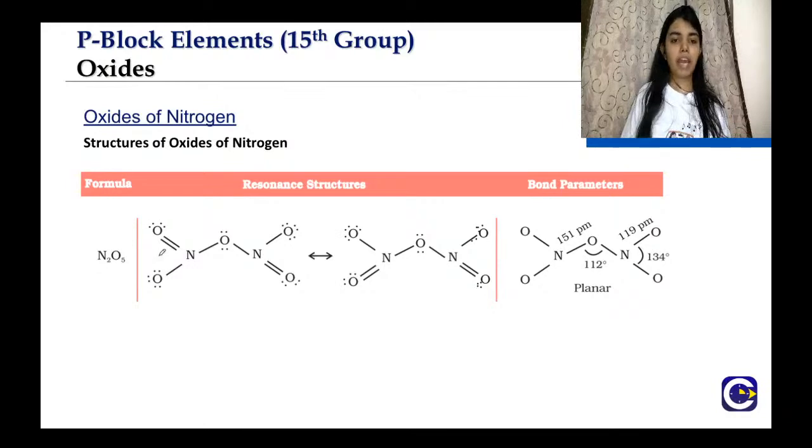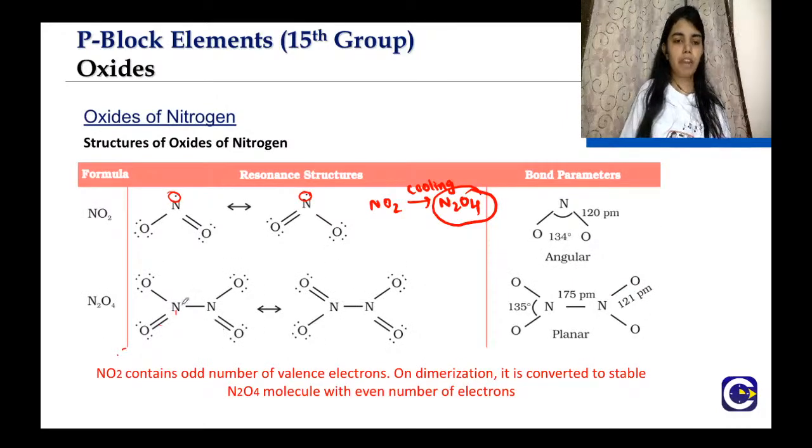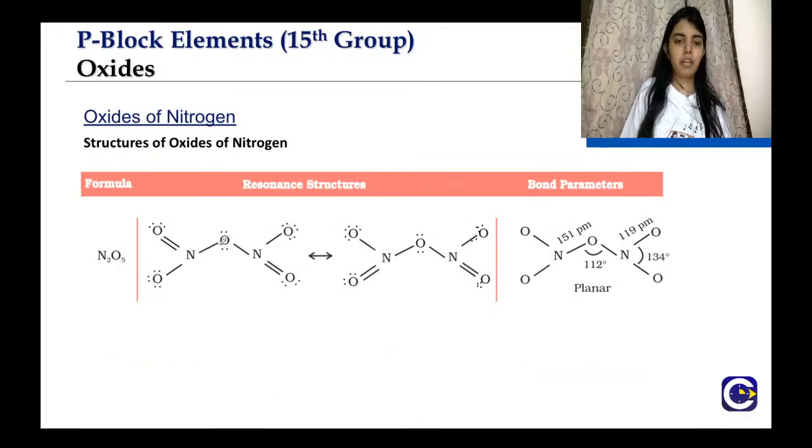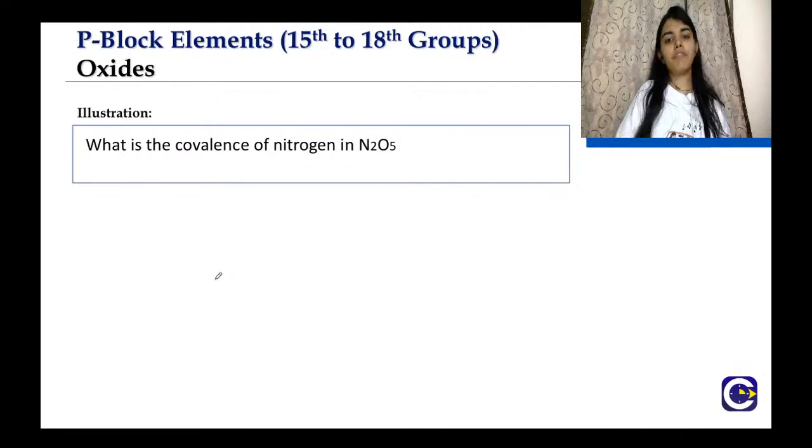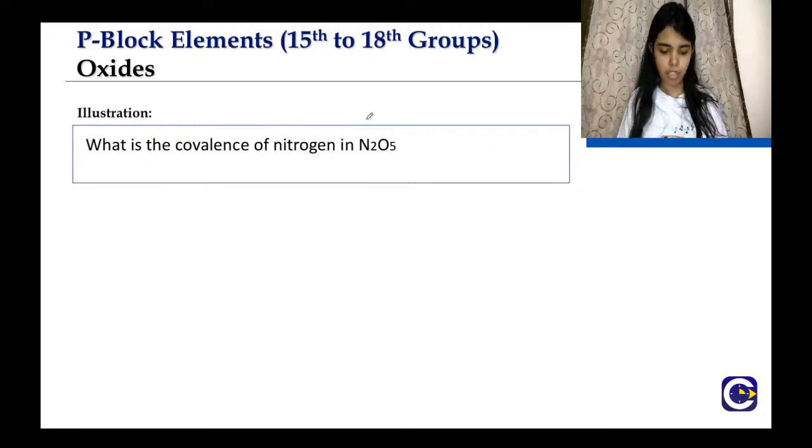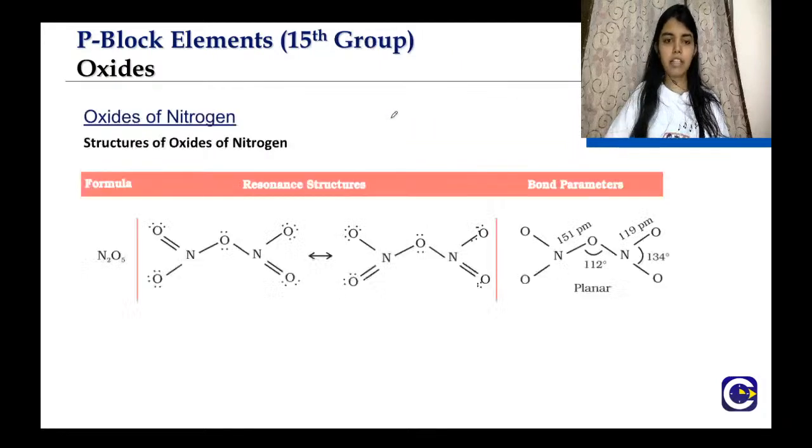Now next is N2O5. The difference between N2O4 and N2O5 is that you just need to insert an oxygen in between for N2O5. Can you see the difference here? What is the covalency of nitrogen in N2O5? Can anyone answer? Look at the structure and tell me.